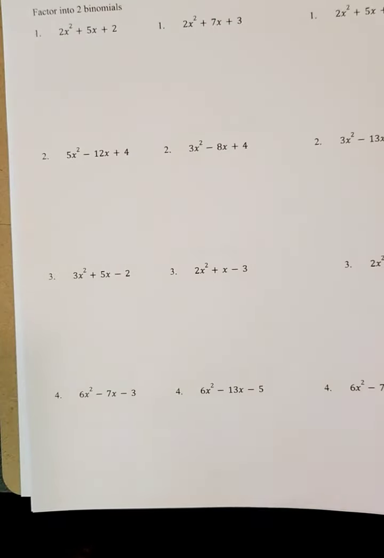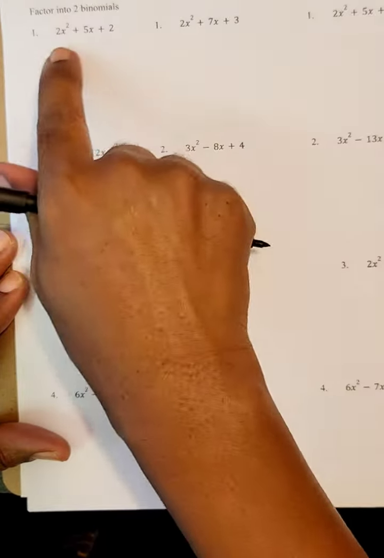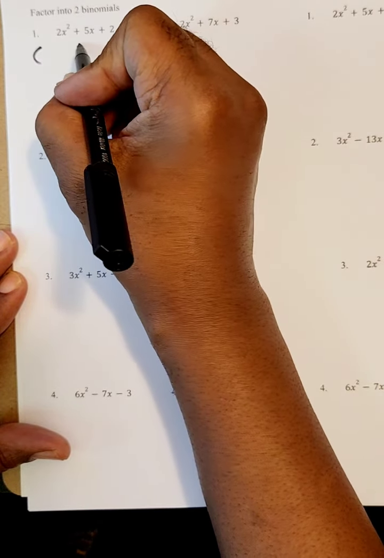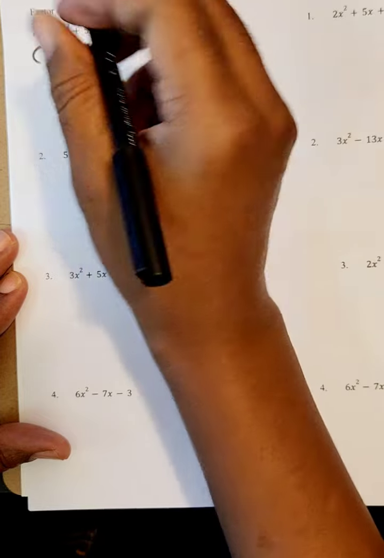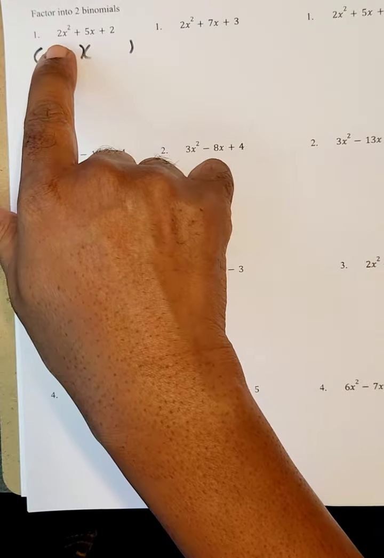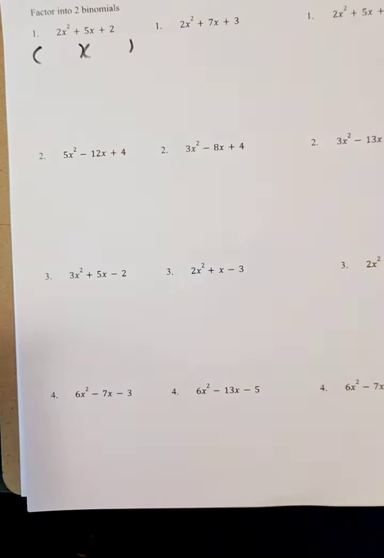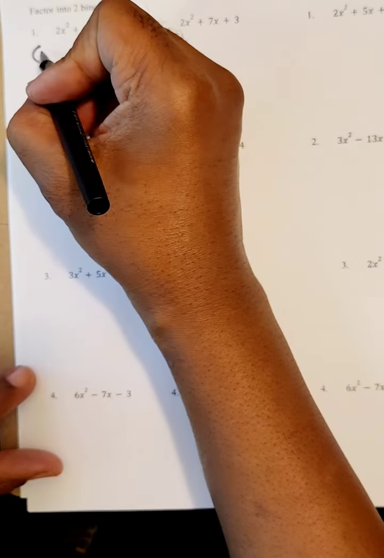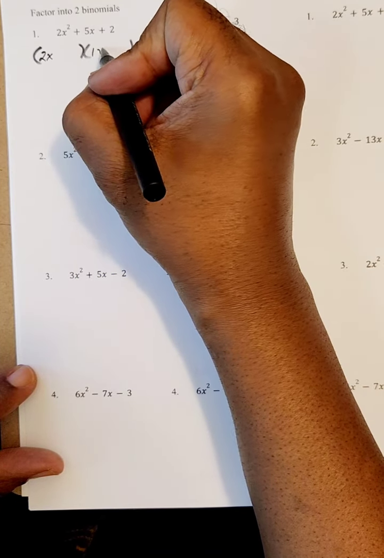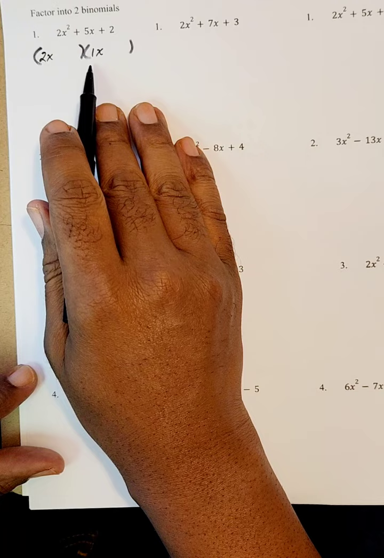So we want to return this to what it used to be. So I'm going to start off and say it used to be two binomials. So I'm going to write the two parentheses for the binomials. And then we're going to ask ourselves, okay, first, what was the 2x to the second power? Well, we can safely say that that used to be a 2x times a 1x in the first place.